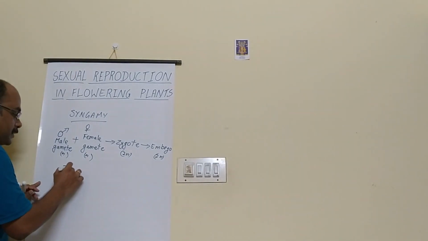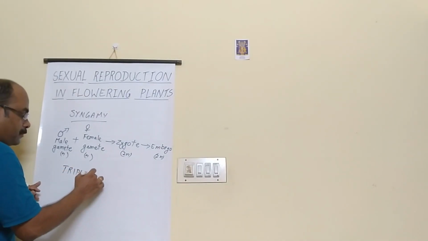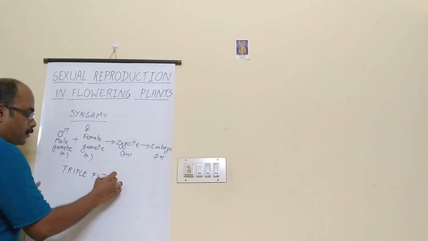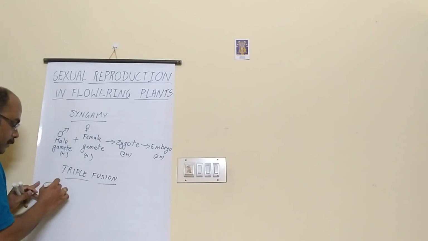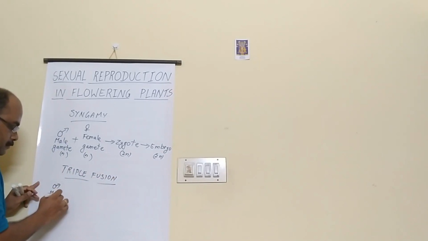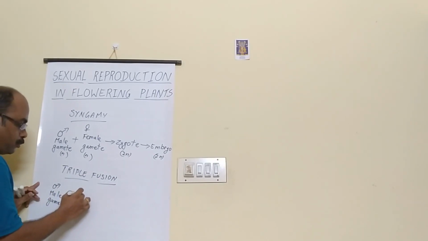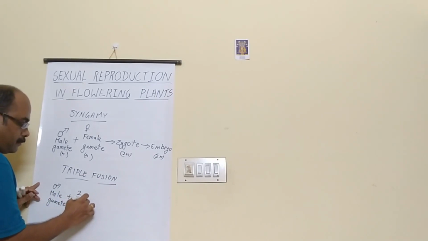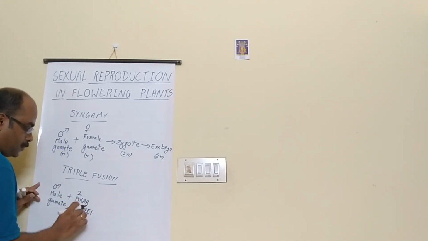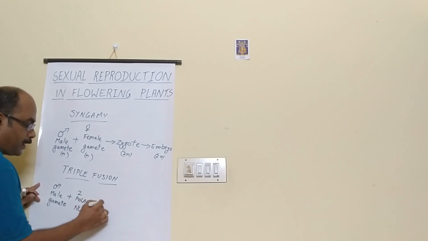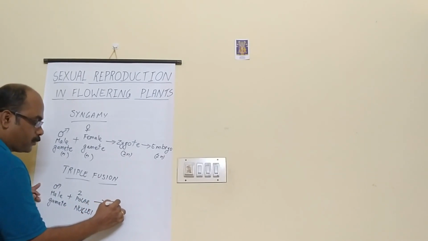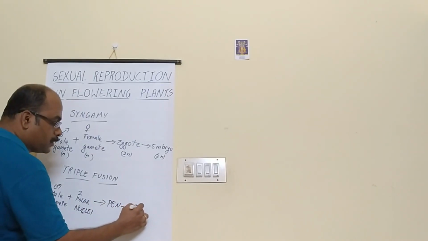Then the second one is triple fusion. Here another male gamete fuses with 2 polar nuclei, and forms the primary endosperm nucleus, which will develop into endosperm.